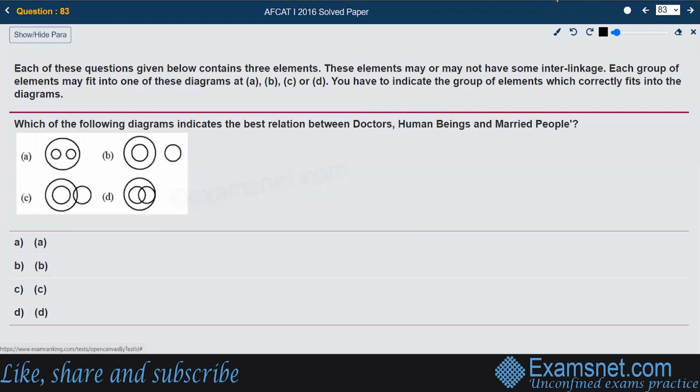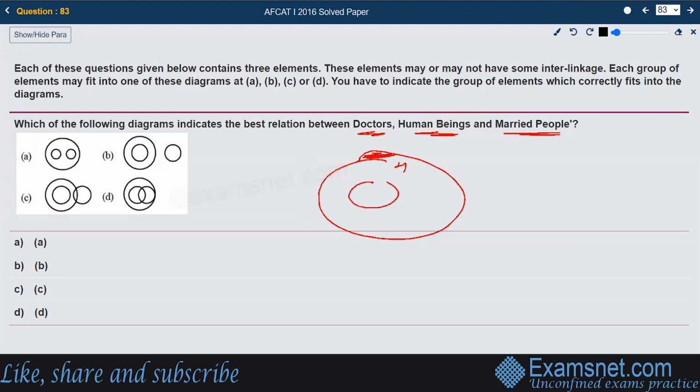Next one. We are supposed to again find the connection between doctors, human beings, and married people. We can take it like this: every person is a human being. So human beings should be a big circle, and inside it should lie the doctors. And some doctors can be married also. Obviously all doctors cannot be married. There can be bachelor doctors as well. So the diagram that completes this connection should show that all of them are human beings and some doctors are married people. The right answer representing this is D. So option D is completely right.